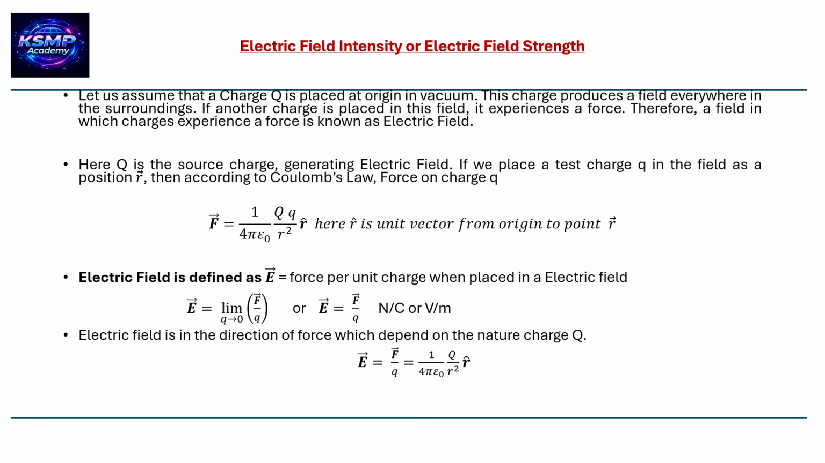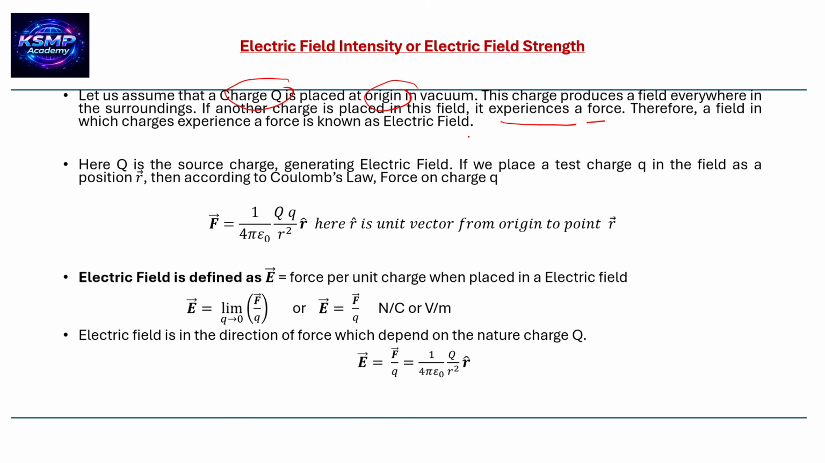So here we are going to discuss the electric field intensity or electric field strength. To start with, let us assume that a charge Q is placed at the origin in a vacuum. So this is the source charge. This charge will be producing a field everywhere in its surroundings, and if any other charge is placed in this surrounding or in this field, it will experience a force. Therefore, we say that a field has been generated, and in this field if another charge is placed, then it will experience a force.